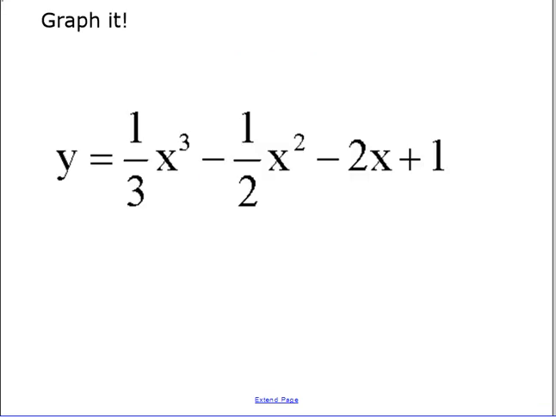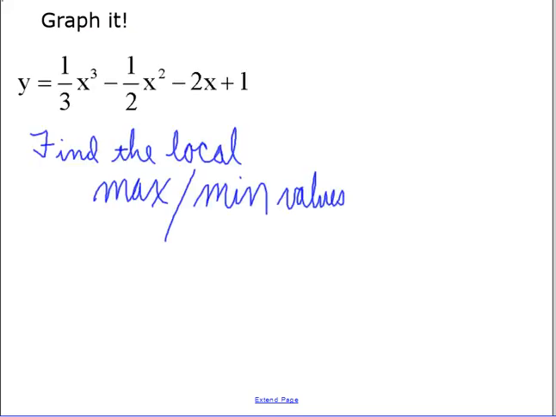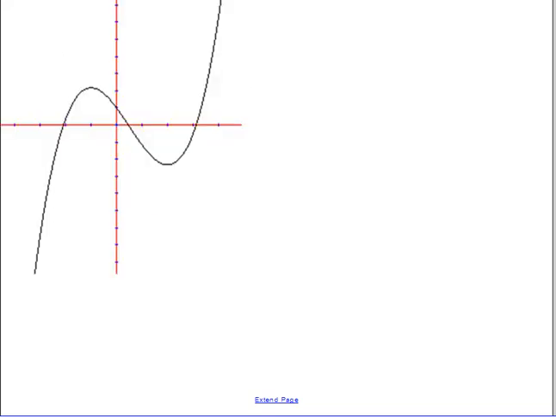So look at this equation. Graph this on your calculator. Pause the video here for a moment. Get that into your calculator and graph it. The question will be to find the local maximum and minimum values. So let's take a look at the picture and see what it comes out to be. Something more or less sort of like that.